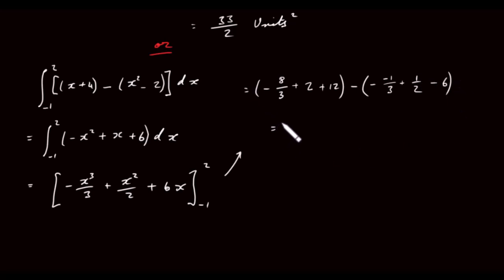Okay, so let's see what we get if we do all of this. We get -8 over 3 plus 14. Let's see, we've got a minus here, which is plus, and then this minus is minus, so that's -1/3 minus 1/2 plus 6. Okay, now again, let me just do all of that on my calculator. So when I do that on my calculator, I get 33 over 2 units squared.